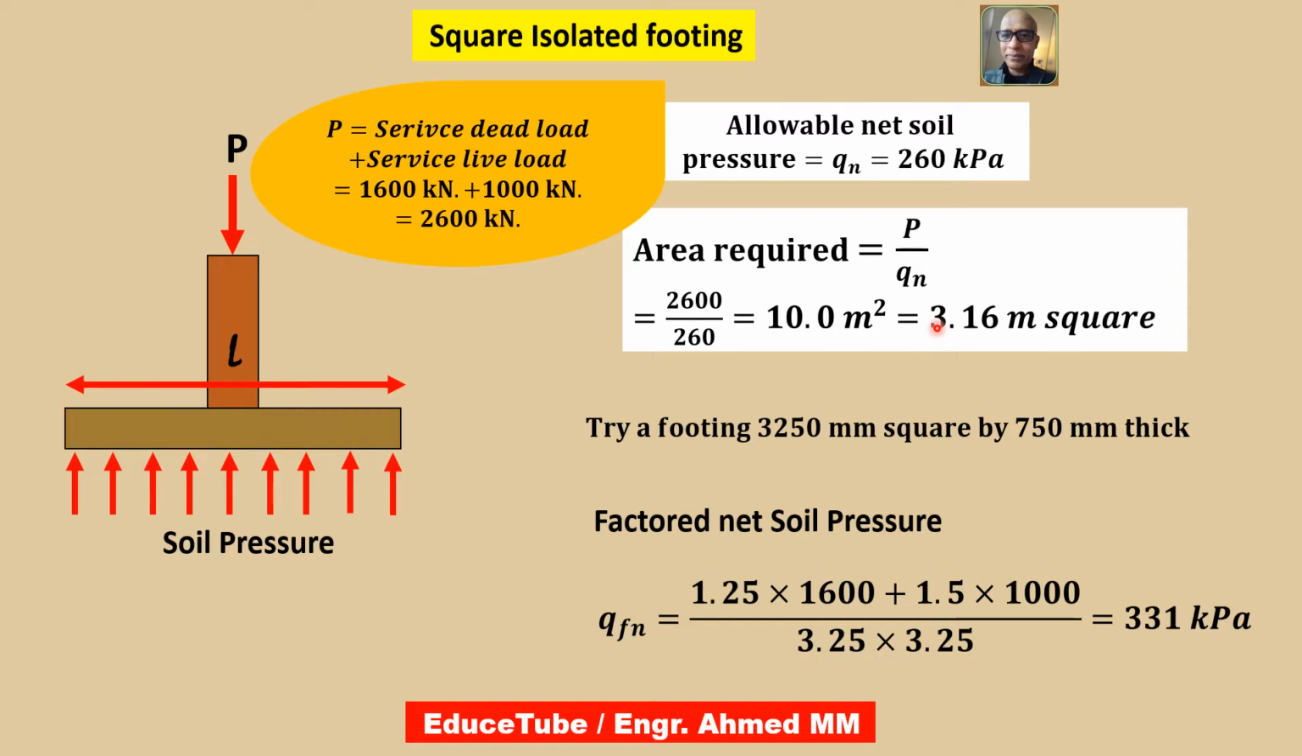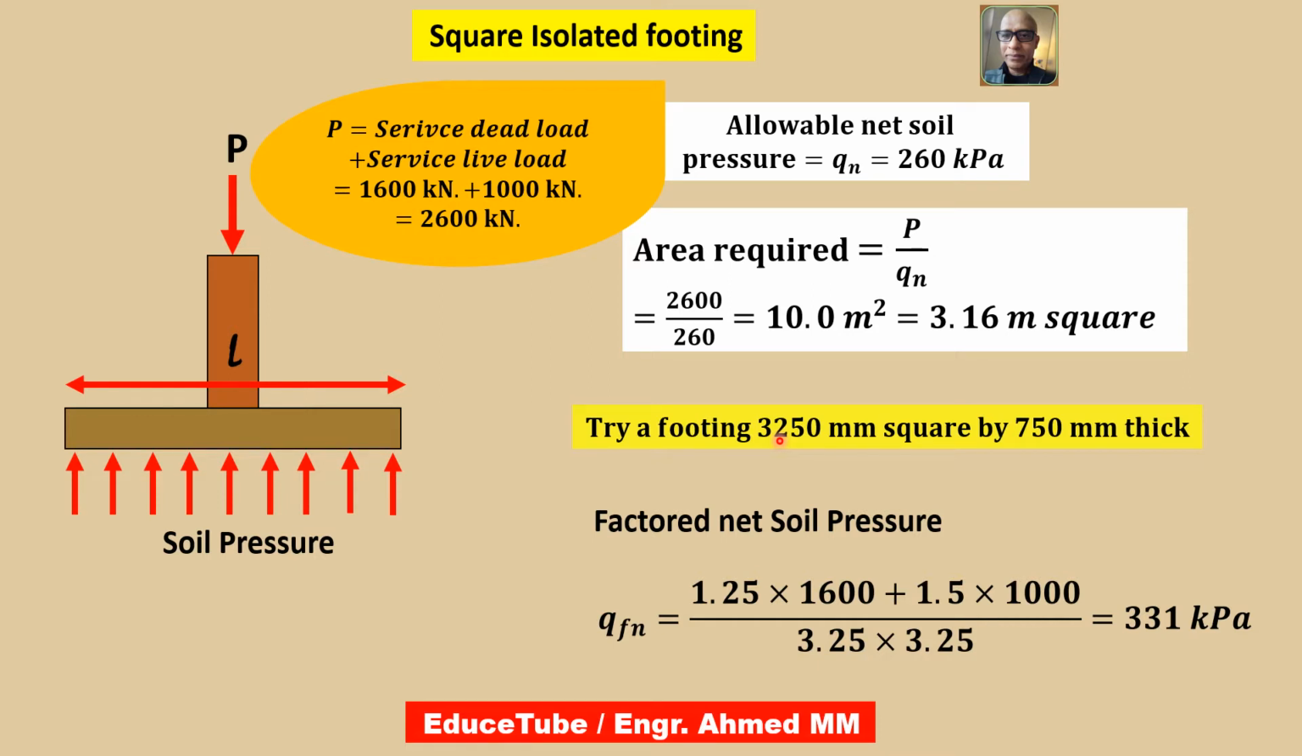If we take the square root, it gives us 3.16 meters. It means the footing size is 3.16 by 3.16 meter, but we have to take some round figure, say 3250 millimeter by 3250 millimeter, and 750 millimeter thick. We are assuming this value right now. Later it will be changed if needed.